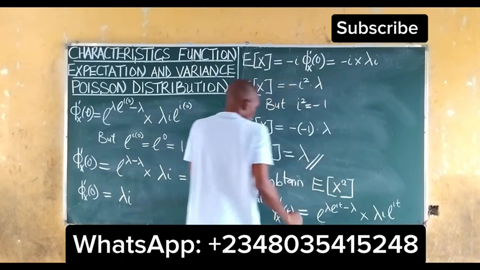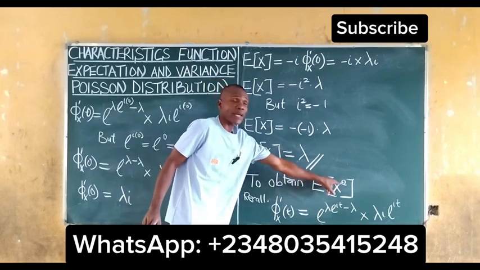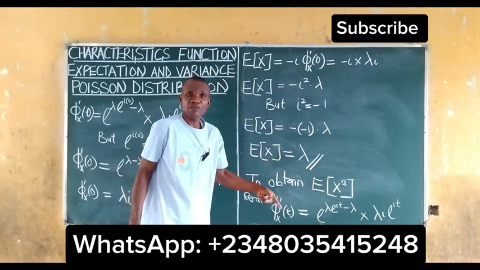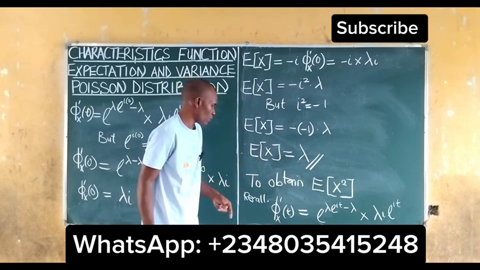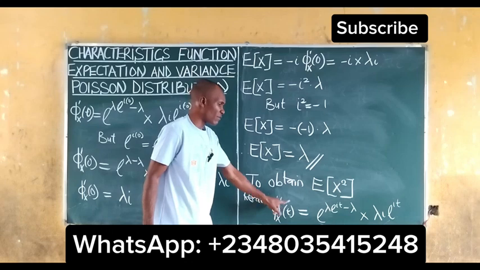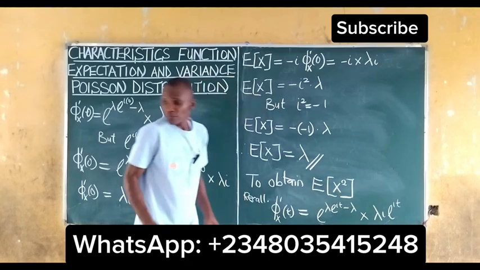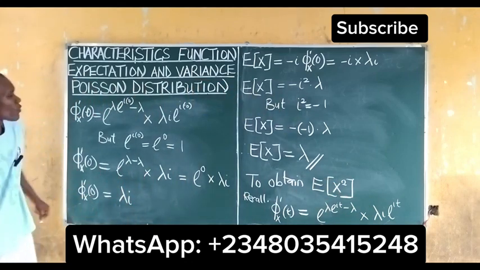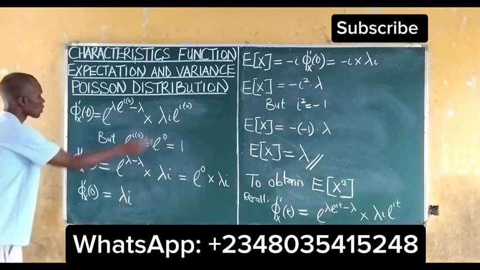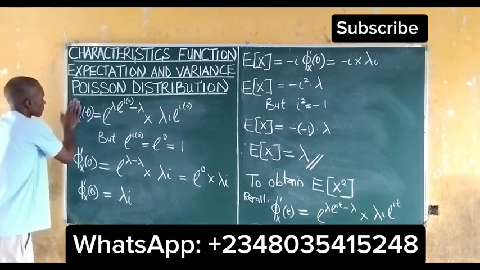To obtain the expected value of x squared, we need the second derivative of the characteristic function. Now we'll take the second derivative of this function. That means we'll employ the product rule of differentiation.